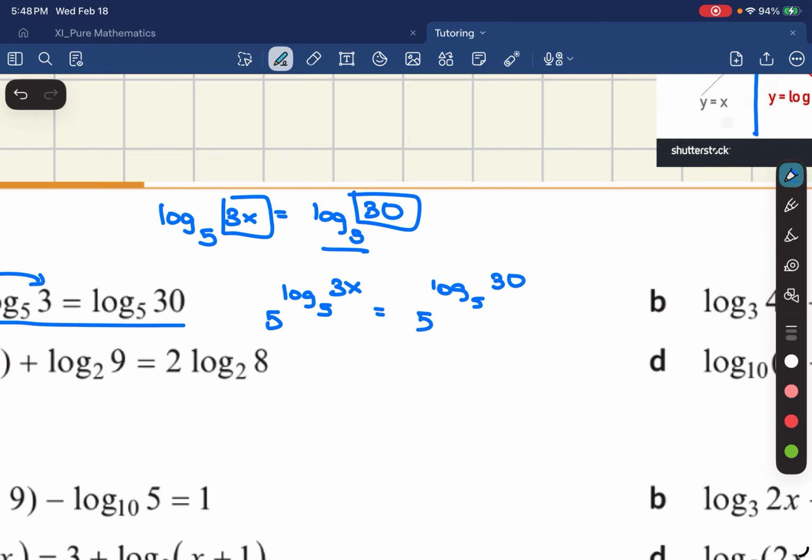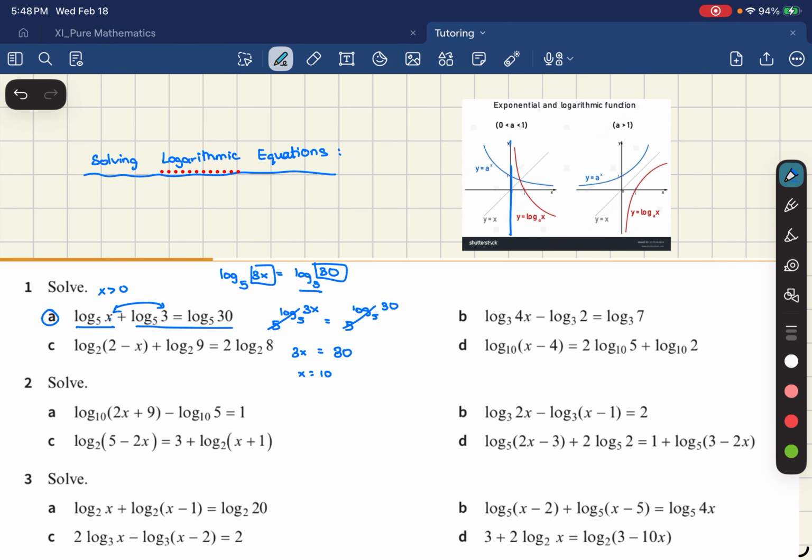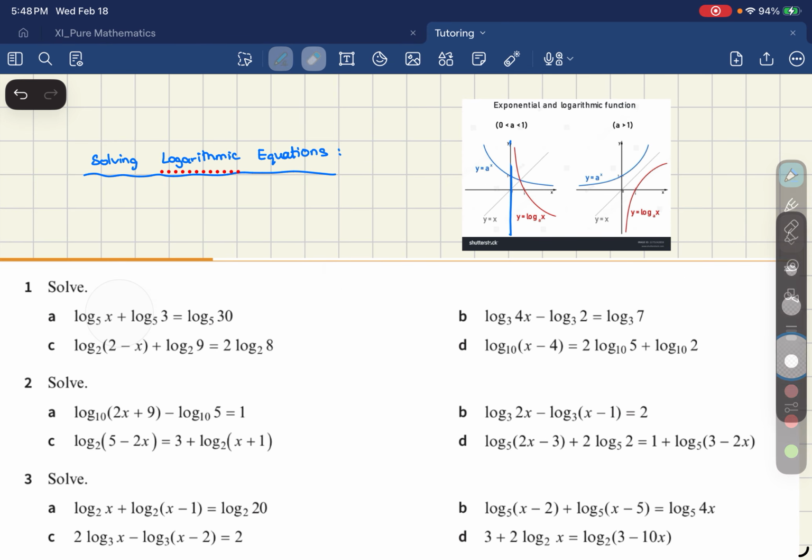We've done this in previous videos. This is just 3x, and this side is just going to be 30. You still get x equal to 10. So that is how you do 1a.